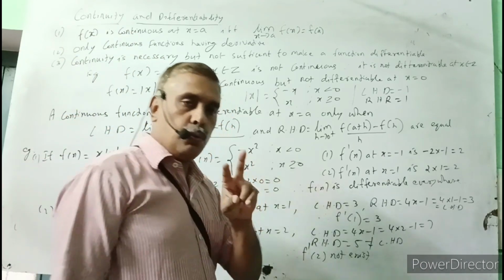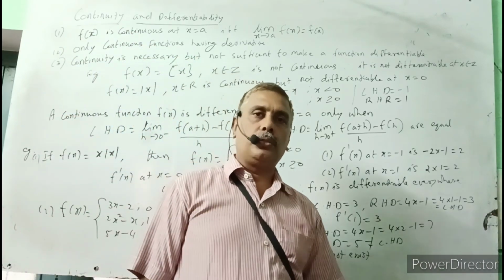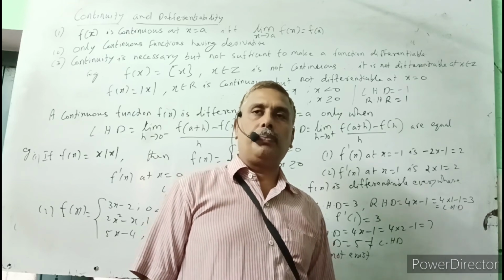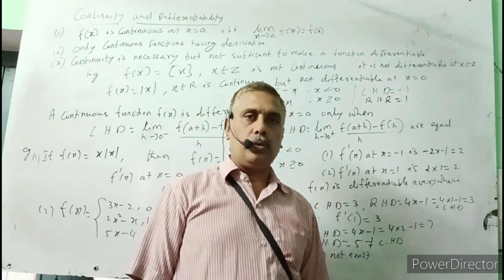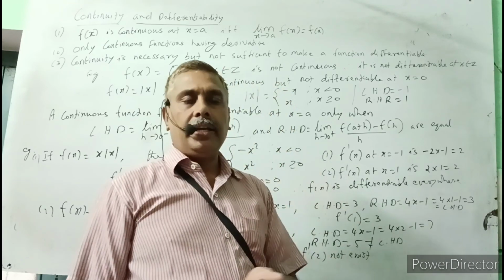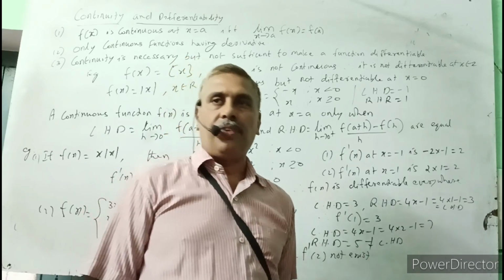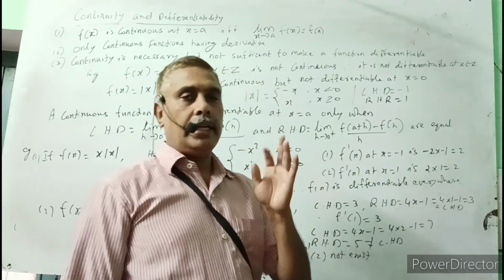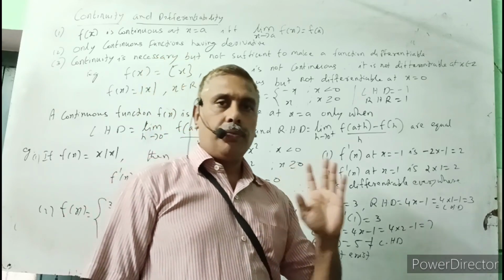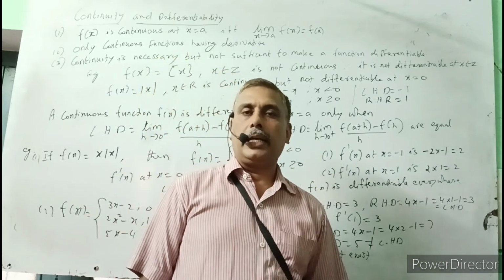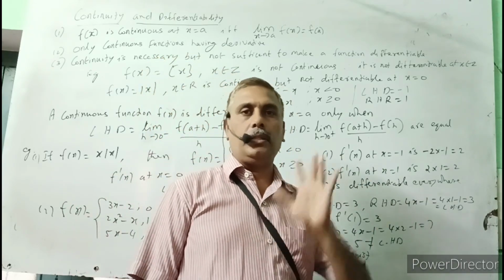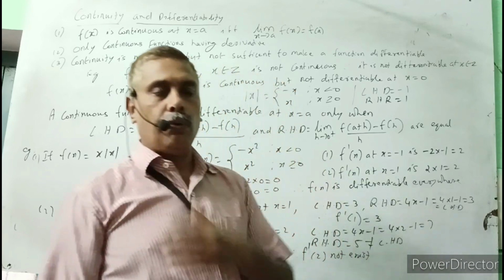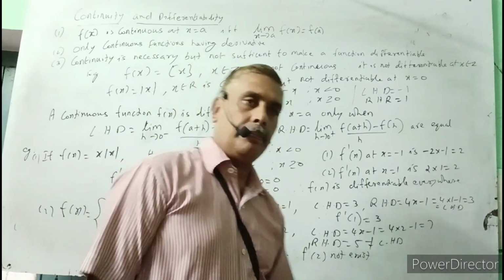Now there are two methods of finding a derivative that we studied. One is first principle and the second is chain rule. The method of finding the derivative of a function is called differentiation. Differentiation actually means it's a method. One is the first principle method and the second is the chain rule. The method of finding a derivative is called differentiation.